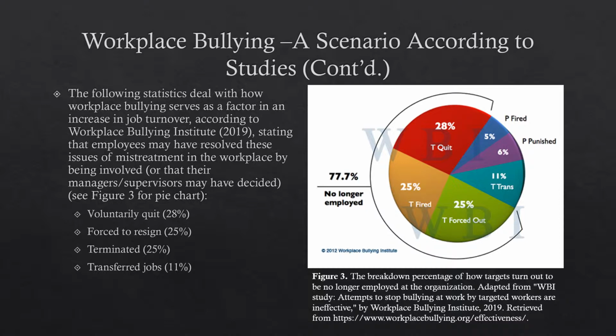28% voluntarily quit, 25% were forced out of their jobs or forced to resign, 25% were terminated, and 11% were transferred jobs. And the 77.7% who were no longer employed only involved the ones who quit, the ones who were fired, and the ones who forcibly resigned.